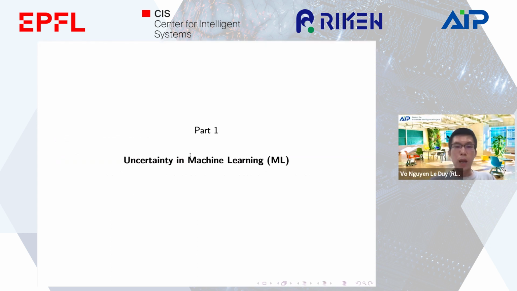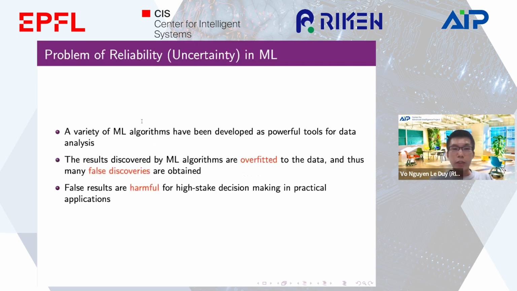So now let's start with part 1, uncertainty in machine learning. Nowadays, machine learning algorithms have been developed as a powerful tool for data analysis tasks, and are used in numerous domains. Unfortunately, the results obtained from machine learning algorithms might overfit the data, and we might obtain a lot of false discoveries. Using these false results is harmful for high-stakes decision-making in many practical applications, for example, medical diagnosis or automatic driving.